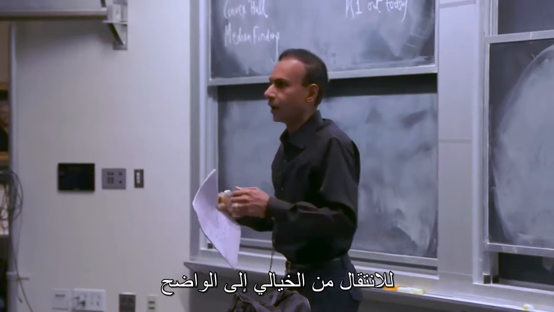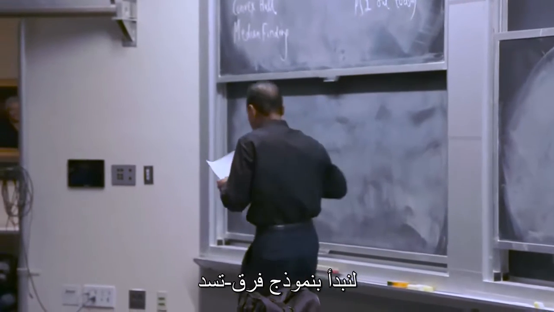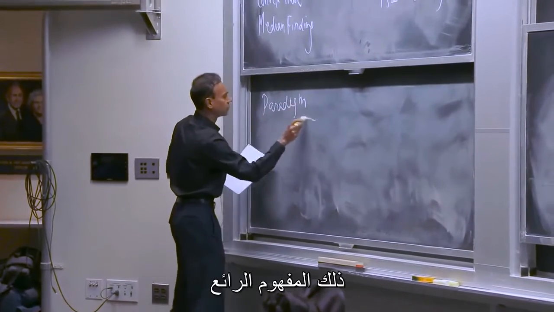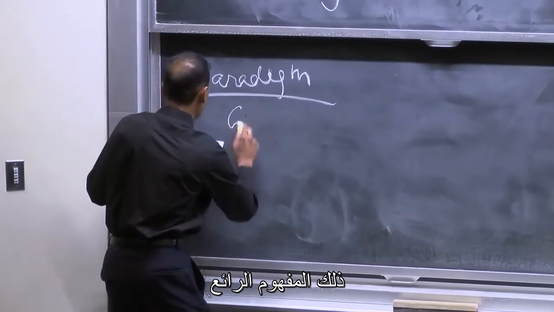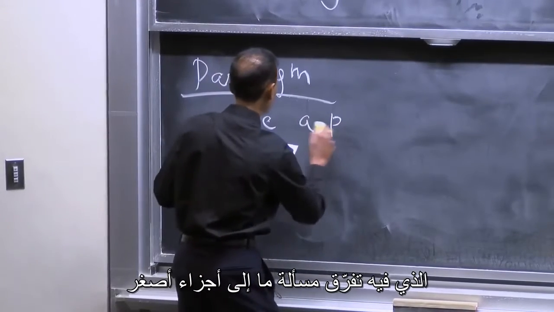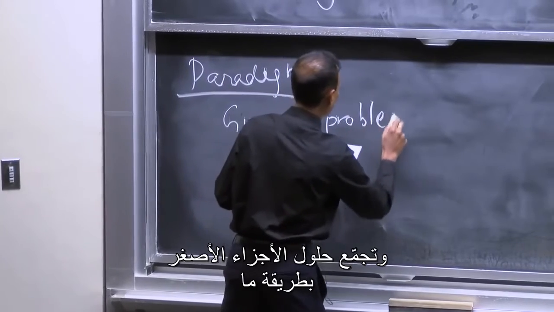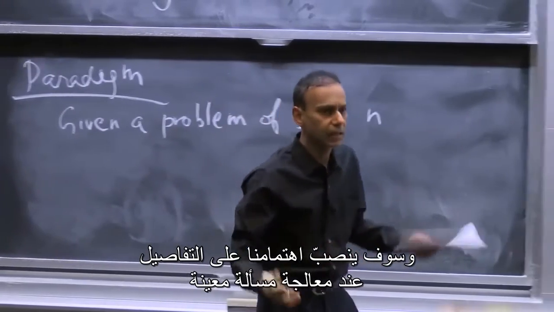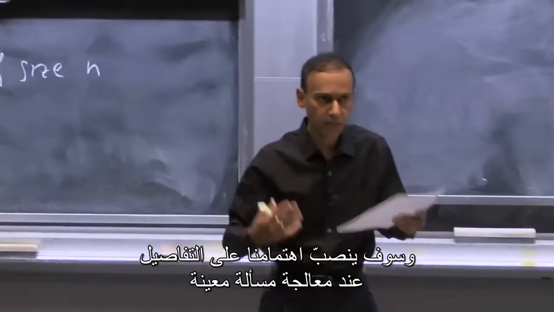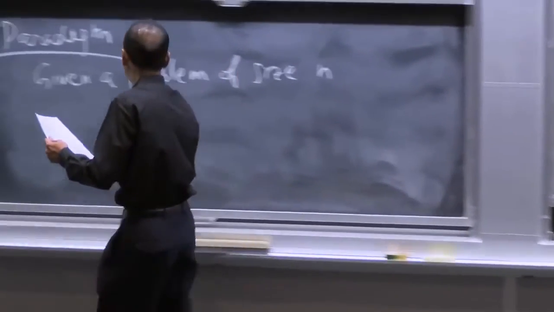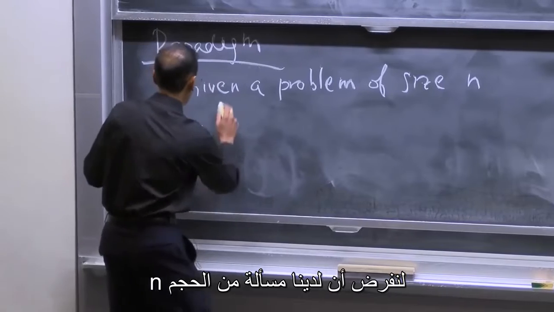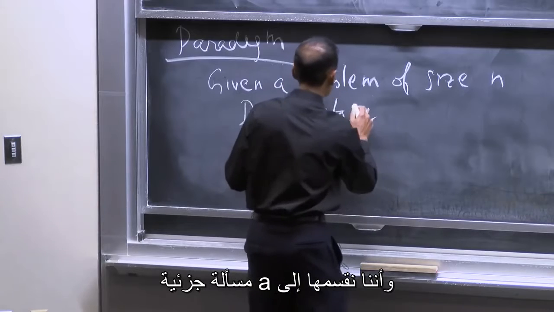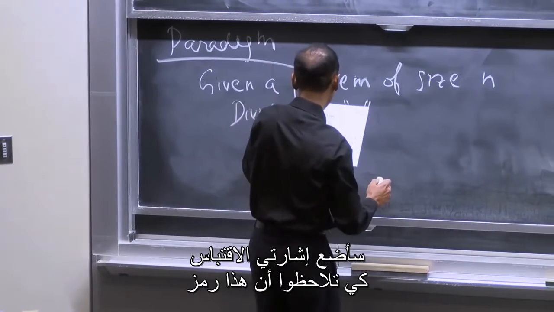Okay? So let's get started with the paradigm associated with divide and conquer. It's just a beautiful notion that you can break up a problem into smaller parts and somehow compose the solutions to the smaller parts. And of course, the details are going to be what's important when we take a particular problem instance. But let's say we're given a problem of size n. We're going to divide it into A subproblems.